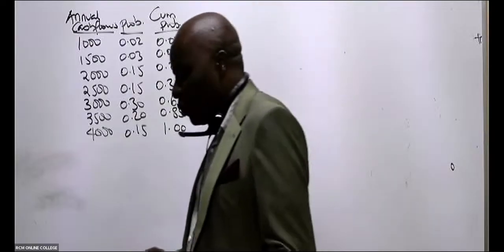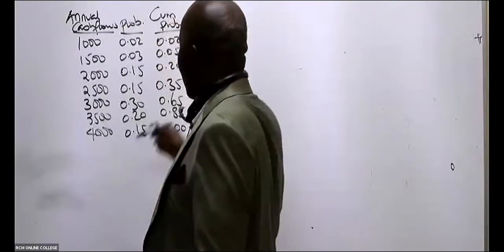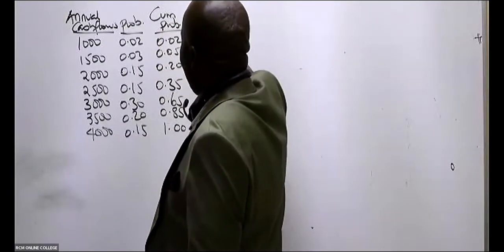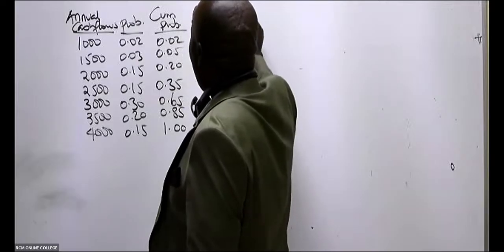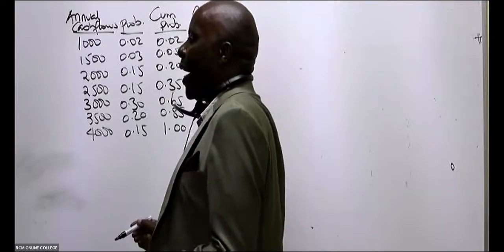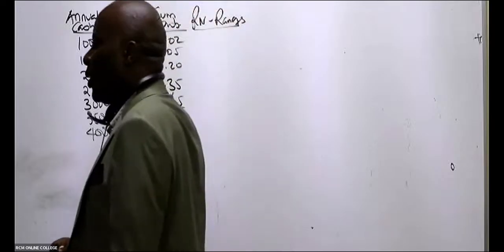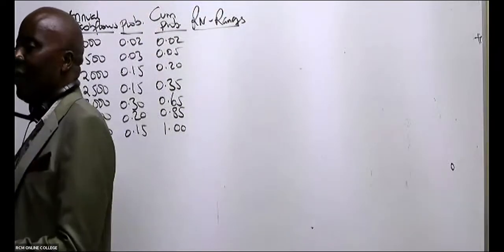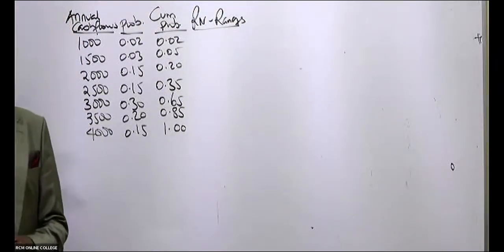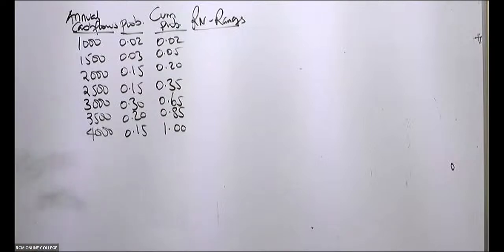Now, after getting the cumulatives, I'll be able to come and give you the random number ranges, which I would want to give you exactly 1 minute. Try deriving these random number ranges on your own, on a device.